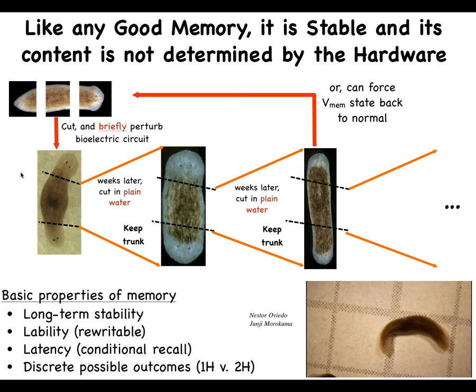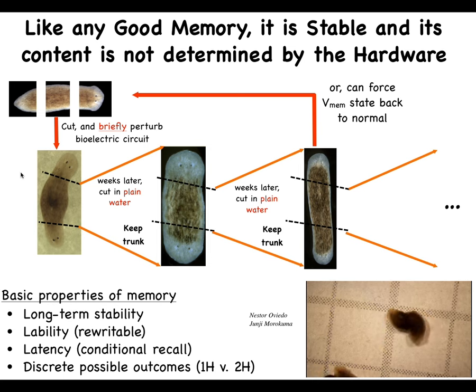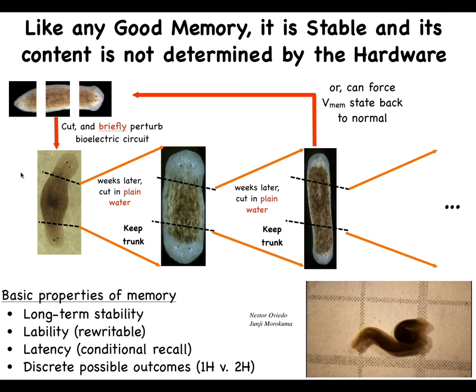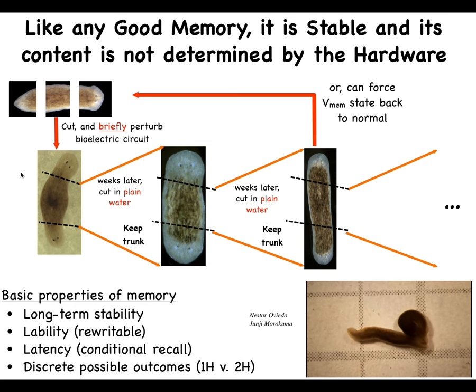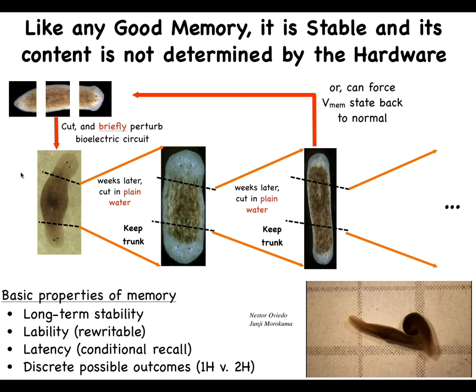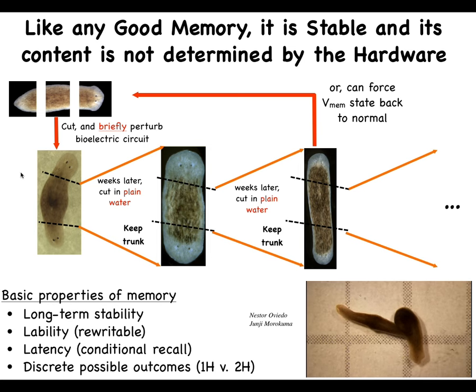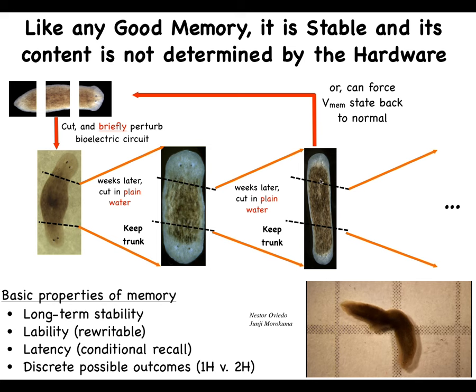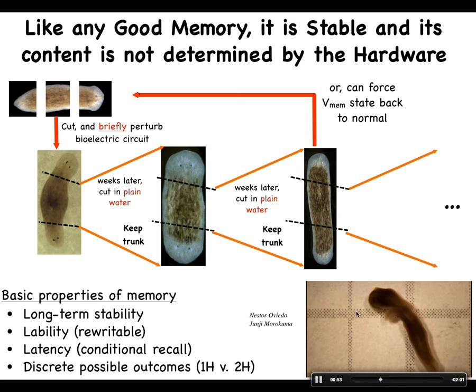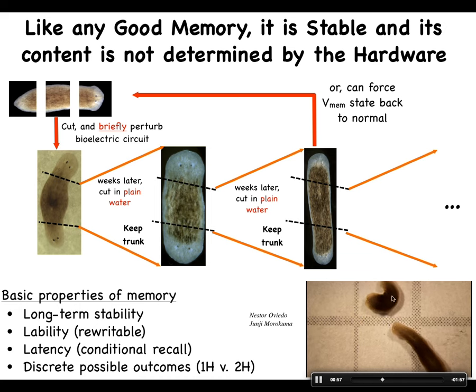What the genome does is encode the hardware for a system that by default acquires a memory of one-headedness, but it can be changed. Like any good computational or cognitive system, it can be rewritten. It's long-term stable, like any good memory, but it's rewritable. And we can in fact take the two-headed guys and rewrite it back to being one-headed. And so here you can see what these two-headed animals are doing.